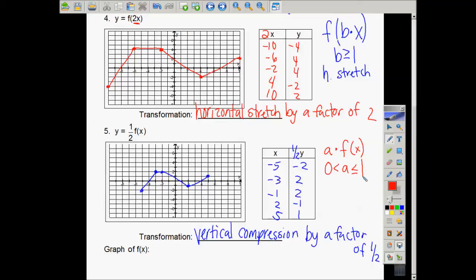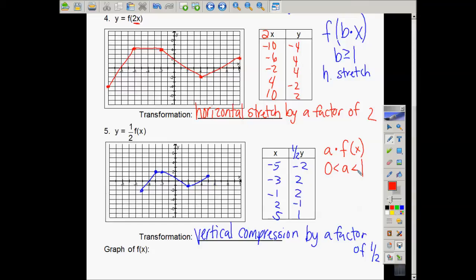Wait, A can't be less than or equal to 1, because if it's 1, then it's going to be... Oh, so it has to be less than. It can't be equal to. Okay.